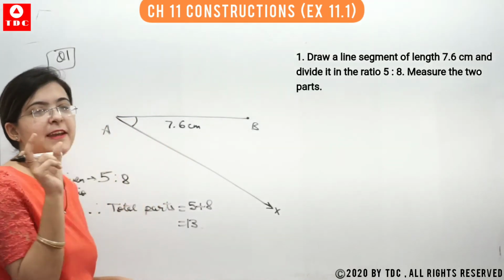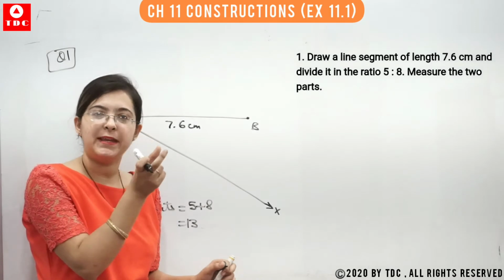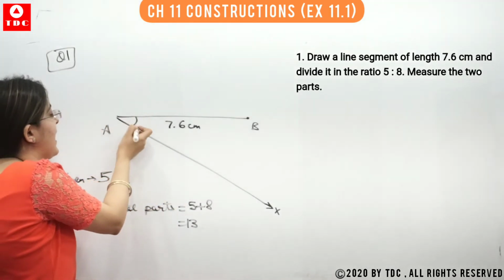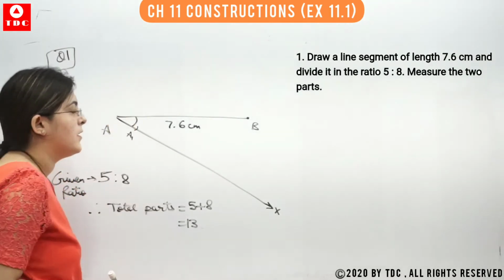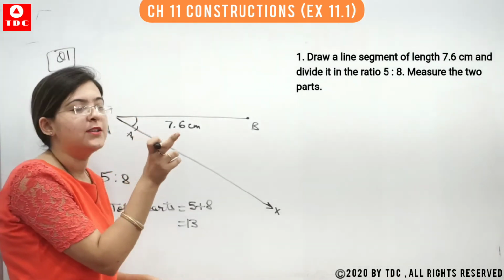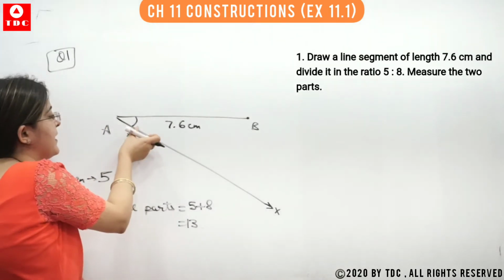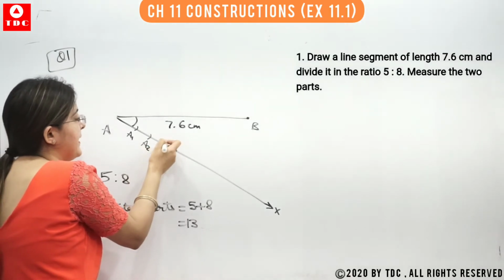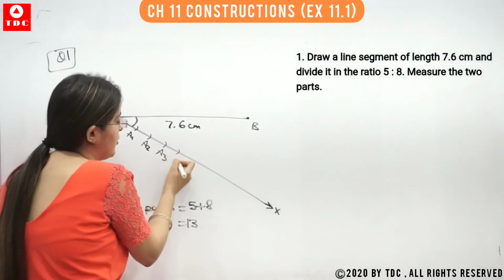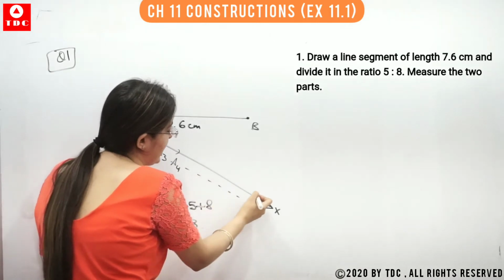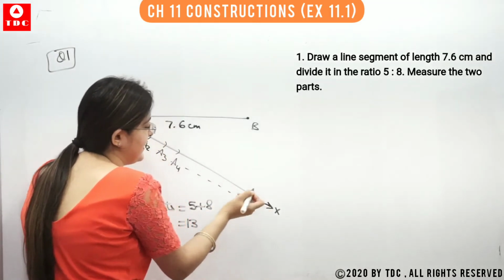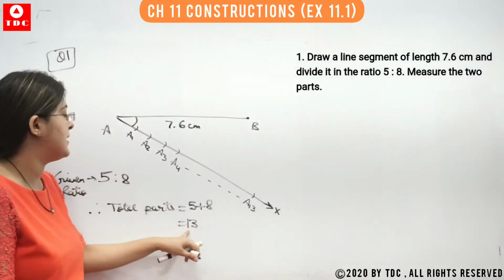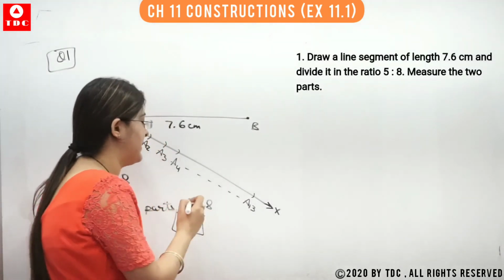Now you have to take a rounder, a compass, with any radius. Keep the pointed nib of the rounder here and mark an arc A1. Then you don't have to change the radius. With the same radius, keep it at A1 and draw an arc A2. Then keep it at A2, draw an arc A3. Like this you have to go on drawing arcs till A13. Why A13? Because our total parts are 13.